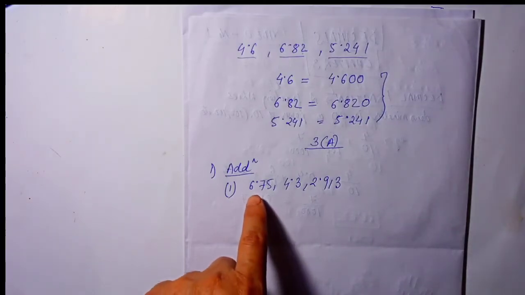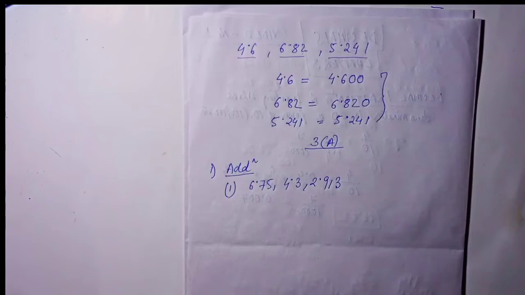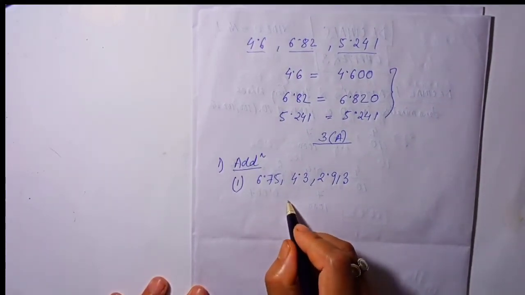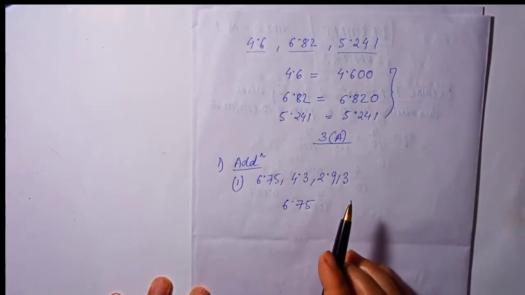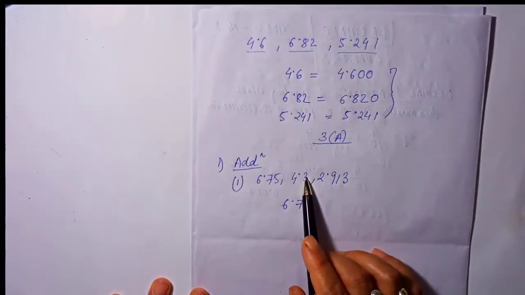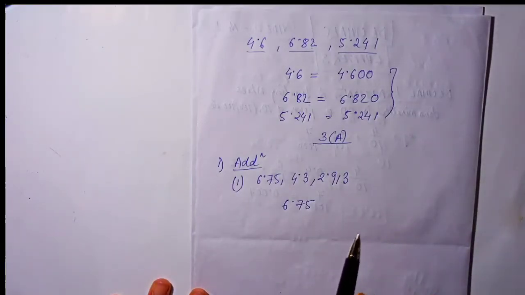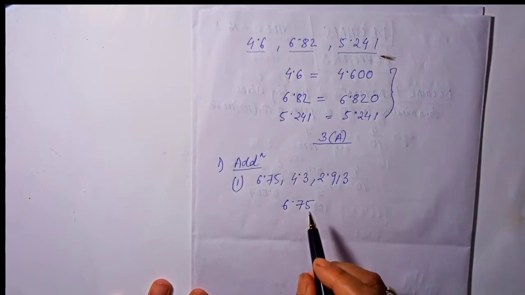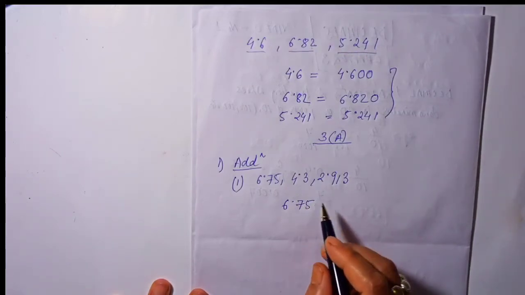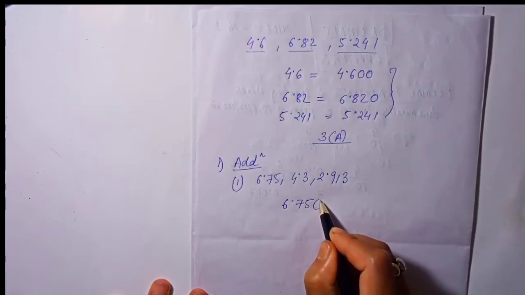See, the three numbers are having different decimal places. That is, they are unlike decimals. What is your first work? Our first work is to make them like decimals. When we say this 6.75, at first you count what is the maximum number of decimal places in the given numbers. It has 2, it has 1, and it has 3. That is, the maximum number is 3. So we have to make every number have the maximum number of decimal places, that is 3. 6.75 can be written as 6.750.